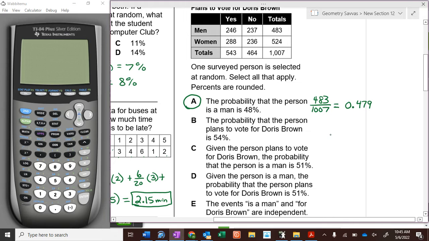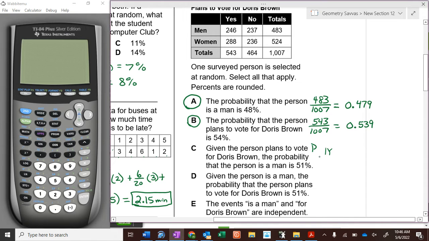So that works. The probability that a person plans to vote for Doris Brown is 54%. Well, to vote for Doris Brown, you have to be a yes out of the total. So if you go 543 yeses out of the total number of voters of 1,007, it's 0.539. Does that round up to 54%? Yes, it does.